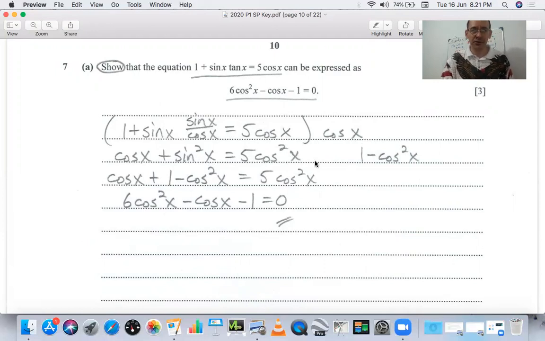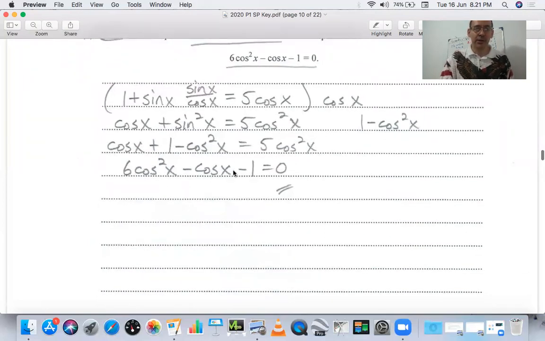Well, we want the cosines. We don't want the sine squared. So we're going to use our identity here, 1 minus cosine squared. Replace the sine squared with that identity right there. And then we want to move everything to the right so that our cosine squared is positive.